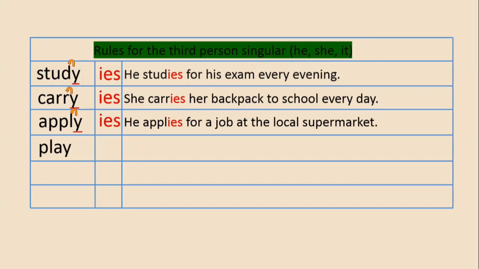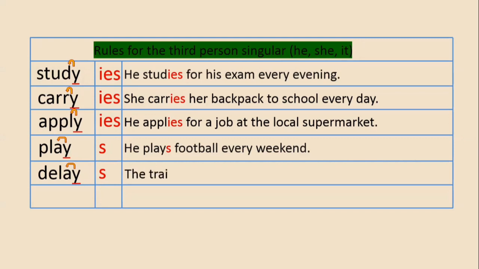The next example, if a verb finishes with y, however before y we have a vowel letter, we don't change y to i, just we put s. For example, he plays football every weekend. The next one, again we have y, and before y we have a vowel letter, so we can't change y to i, just we put s. For example, the train often delays during rush hour.